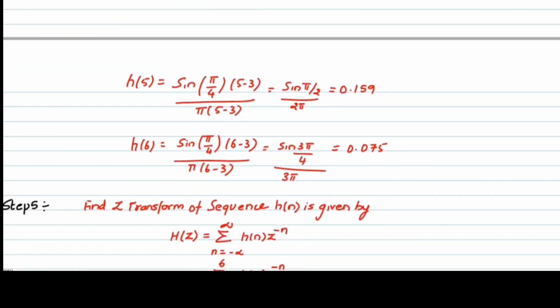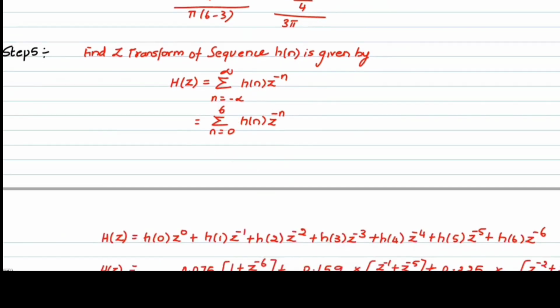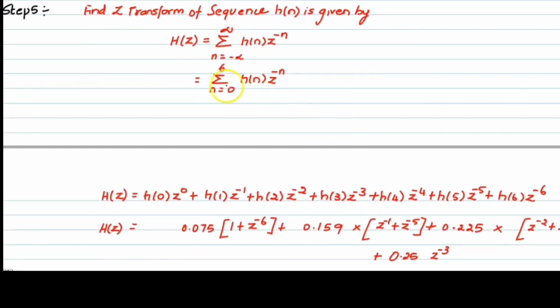Next, I need to take the z transform of the sequence h of n. So H of z is equal to summation n is equal to minus infinity to infinity h of n z power minus n. So here n ranges from 0 to 6. If I substitute for n value is equal to 0, you will get H of z is equal to h of 0 into z power 0. Z power 0 is 1 plus h of 1 into z power minus 1 plus h of 2 into z power minus 2 up to h of 6 into z power minus 6.